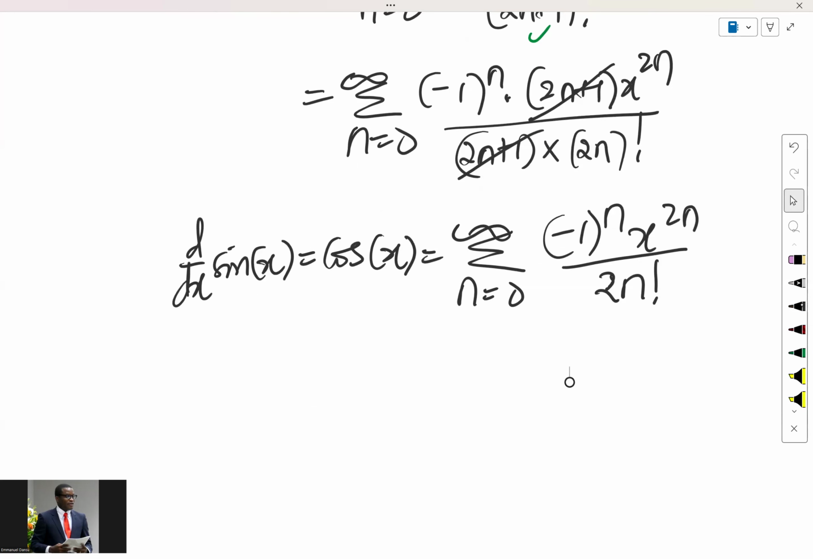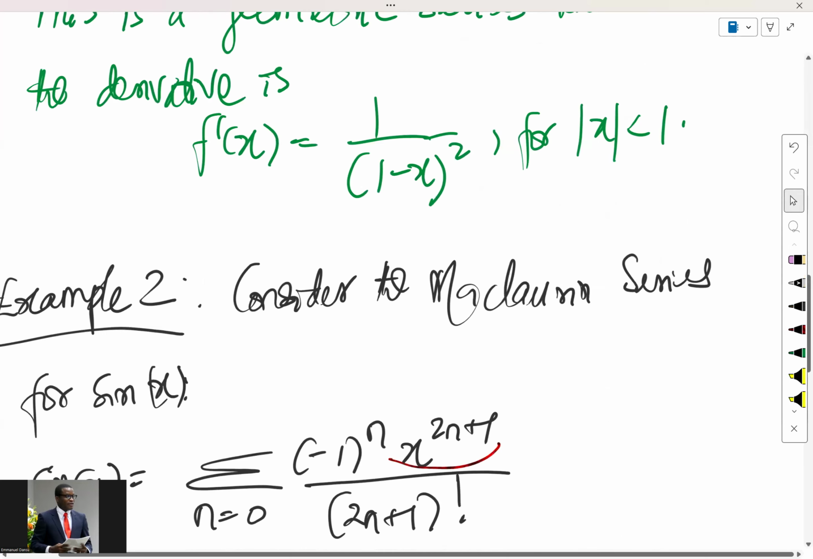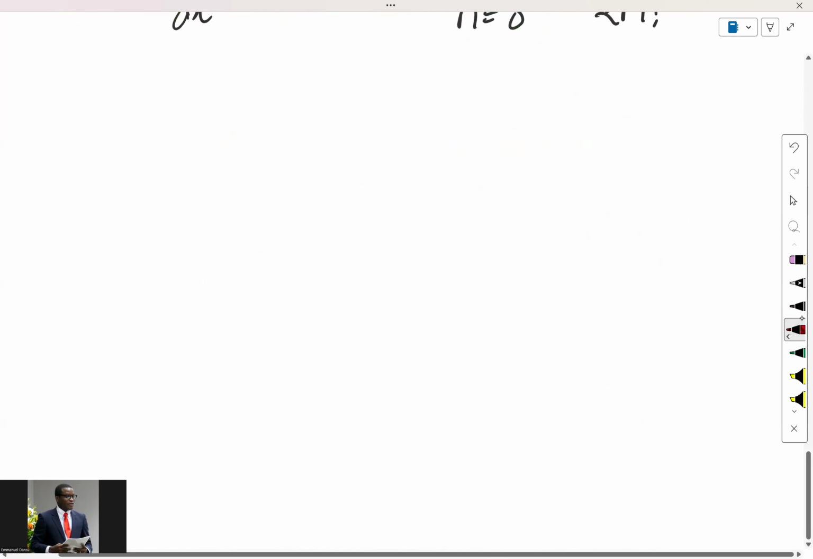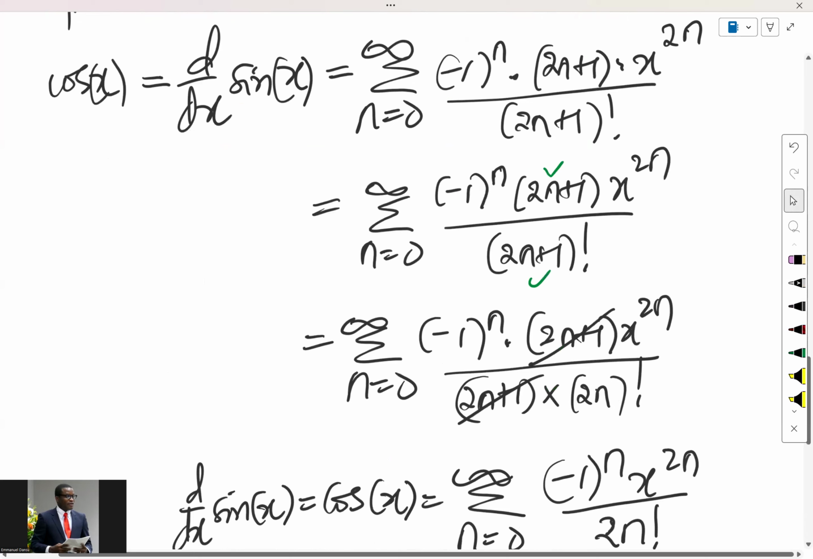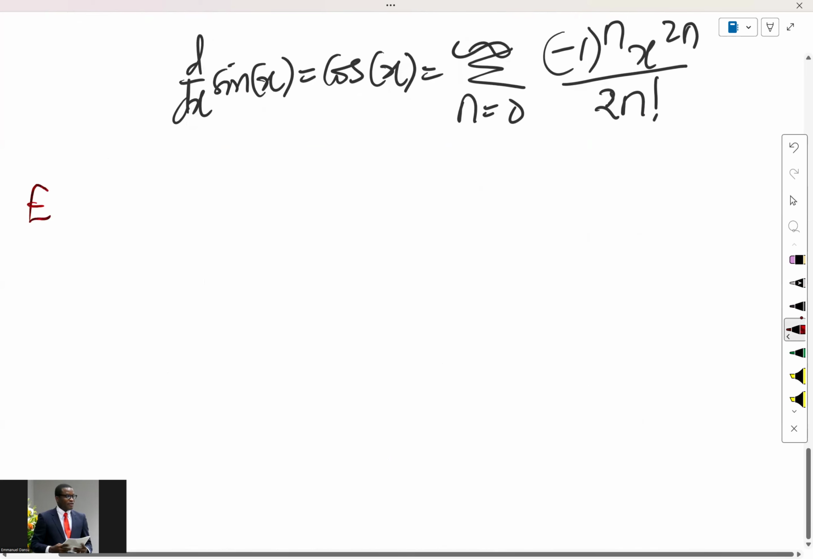And then we go to example 3, the third example under differentiation. Example 3.